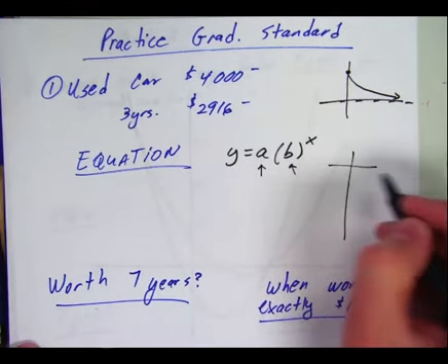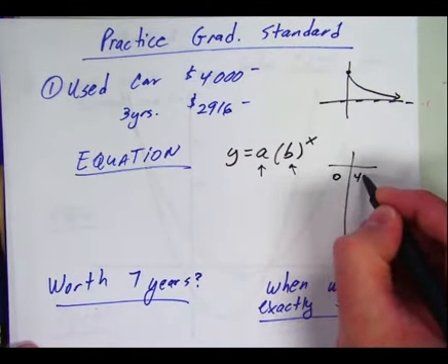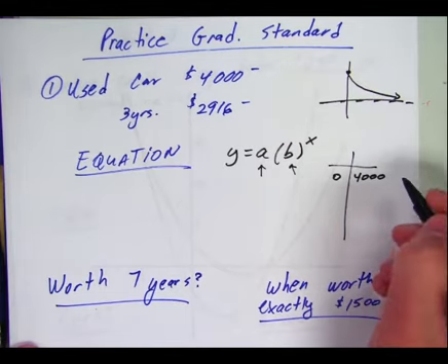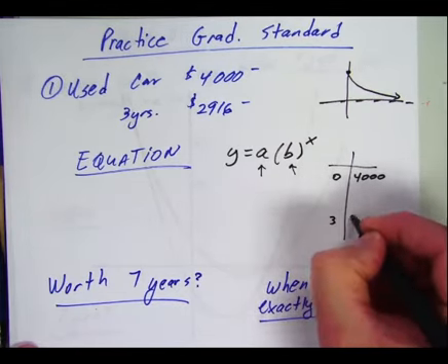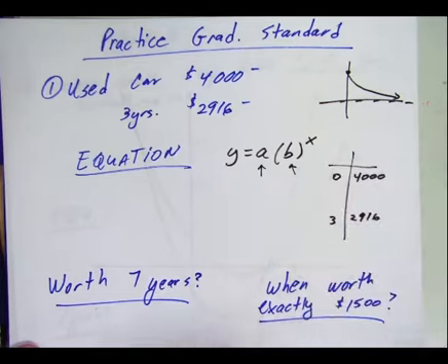So what we do then is we set up a table and we say, well, when we bought it, for me, it was new. It was $4,000. It was a used car, but it was new to me. 3 years later, it was worth $2,916.